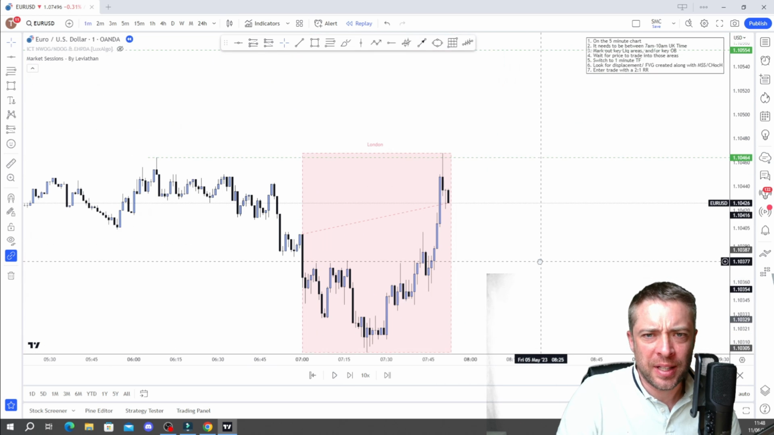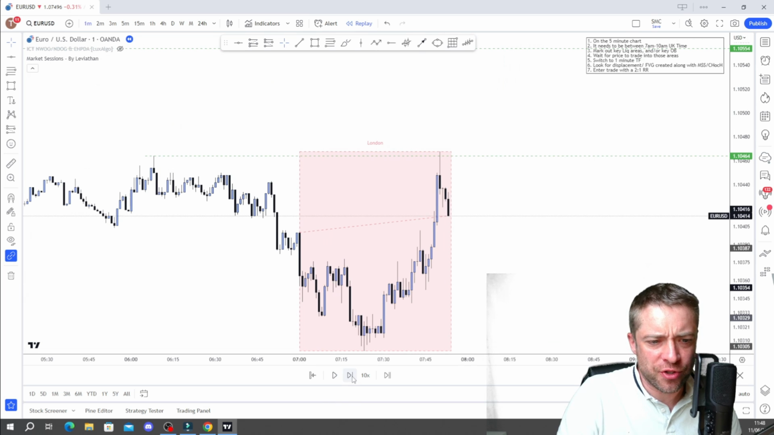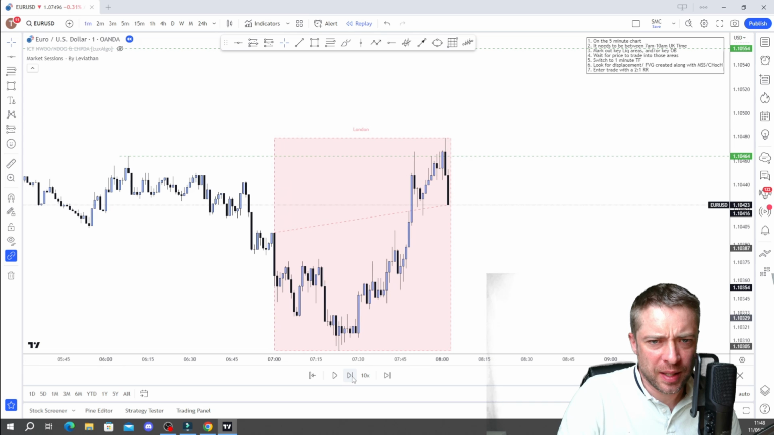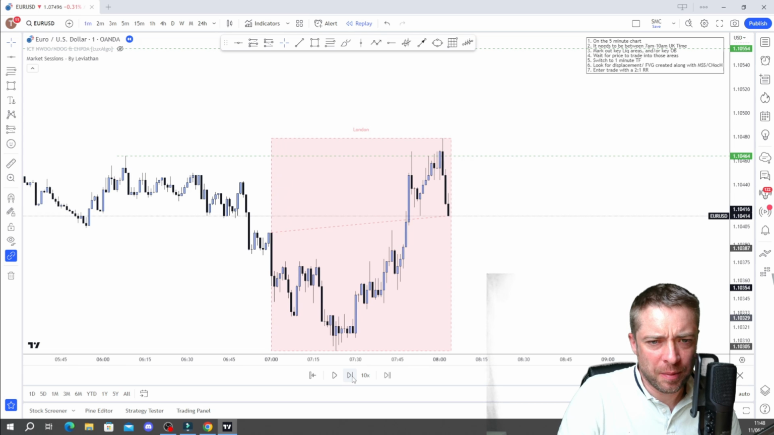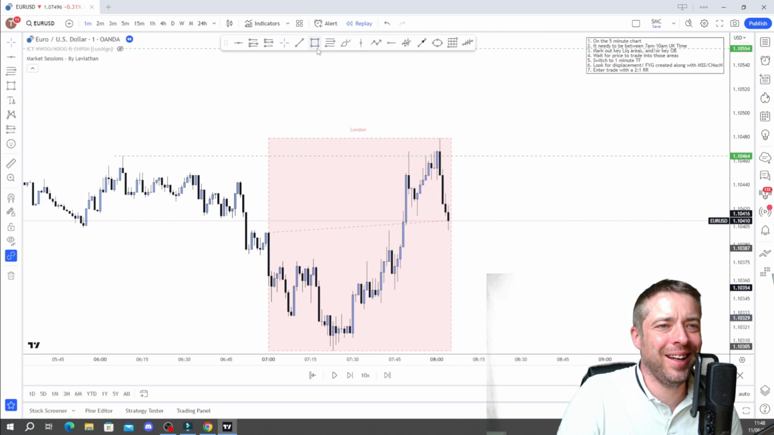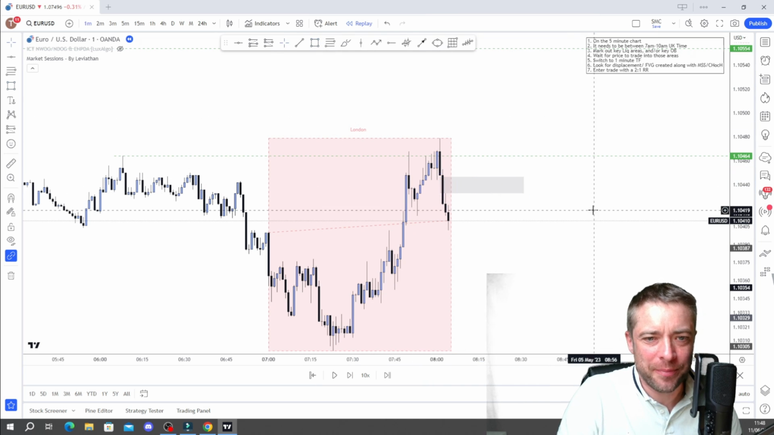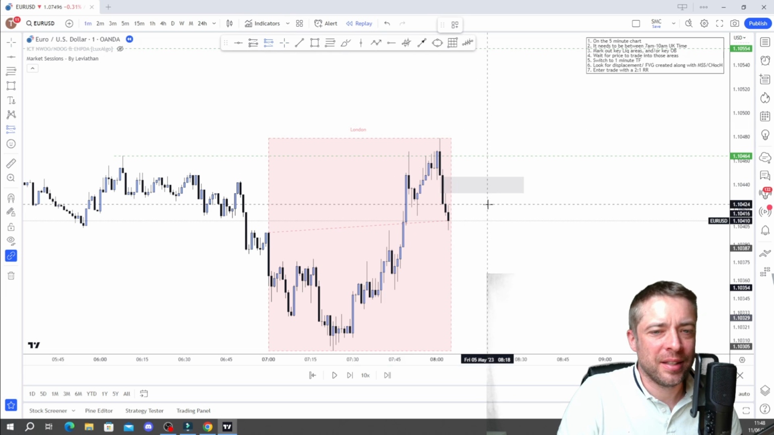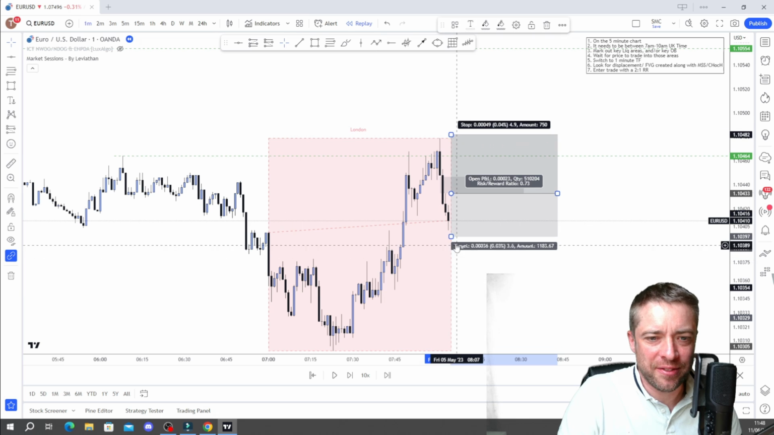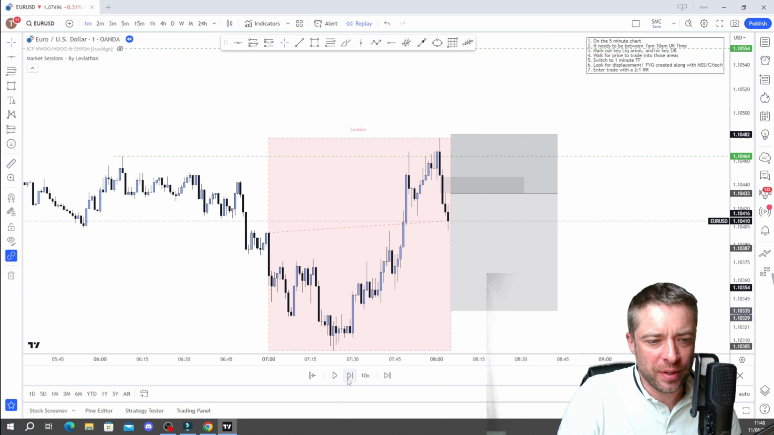Okay. We've tapped into this up here. See if we get a market structure shift. Yes, we do. Where's our fair value gap? It is in here. So this is day 5. Let's see if day 5 brings us a win or a loss. 2 to 1. Let's go.